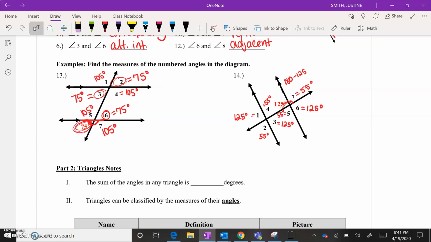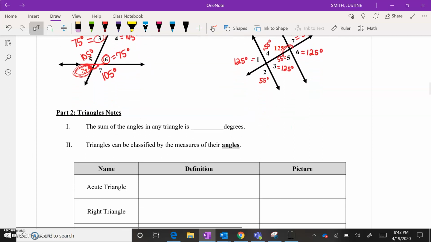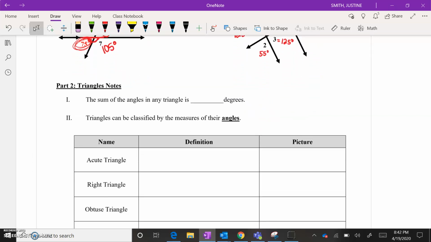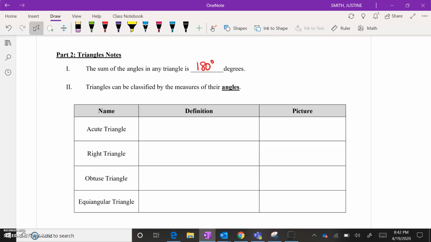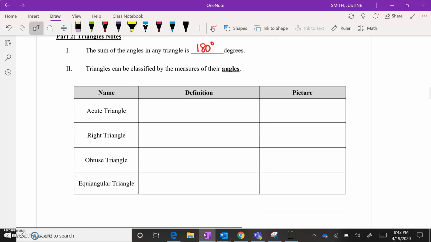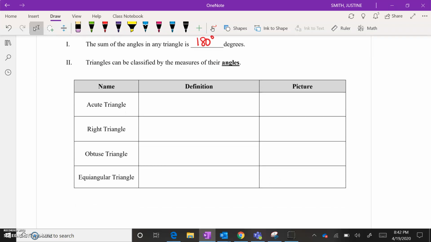Okay. So the next part here that we're going to look at, we're going to kind of move away from angles and start looking at triangles. Okay, so again, more fun, exciting definitions and classification. So the first thing it says the sum of the angles in any triangle is, I'll give you a second to fill that in. Hopefully you know it is 180 degrees. Okay, and triangles can be classified by their angles. They can also be classified by their side lengths. So first thing we're going to do is classify them by their angles.